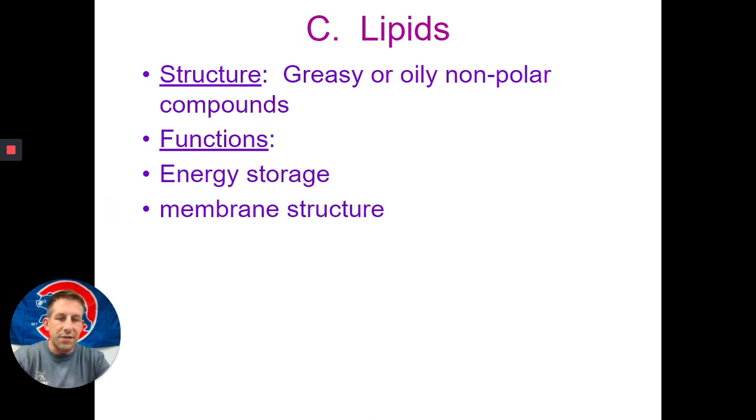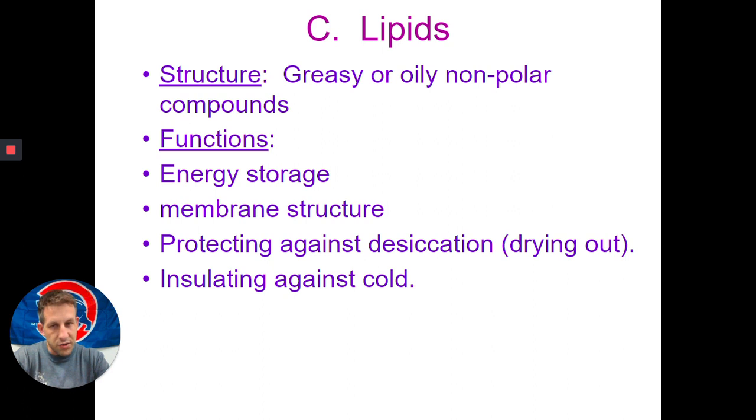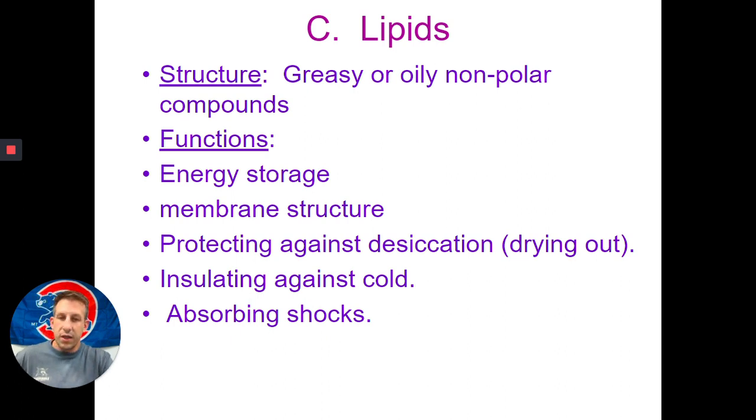There are plenty of different functions for lipids here, all sorts of stuff. We see them just about everywhere in the body. One of the main ones is energy storage. It's what we commonly know as fat, right? Adipose tissue is the stuff that our body stores lipids or energy as, and when we need it, our body will break it down and burn through that.